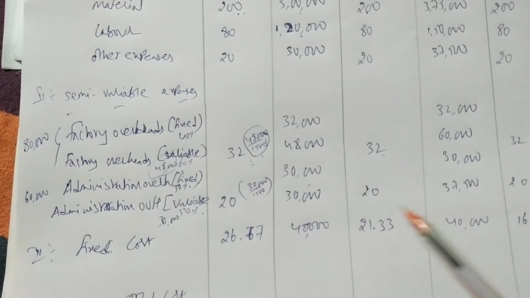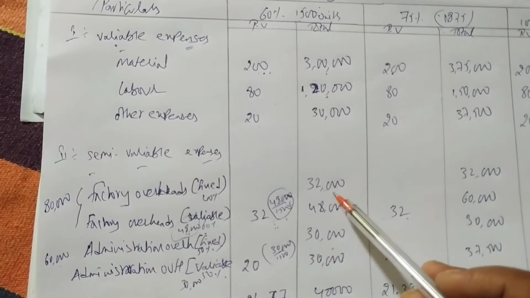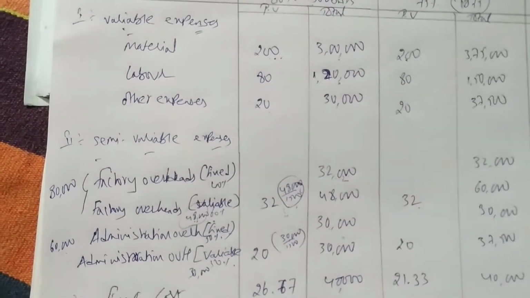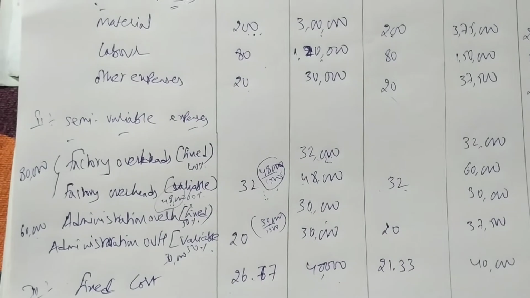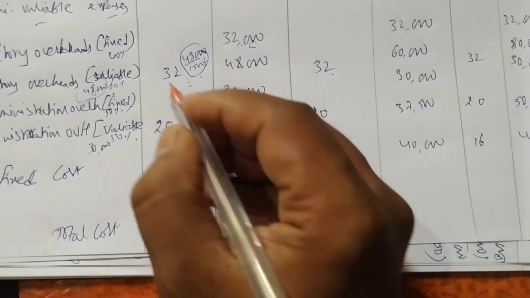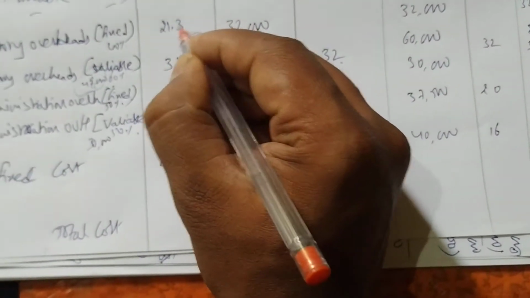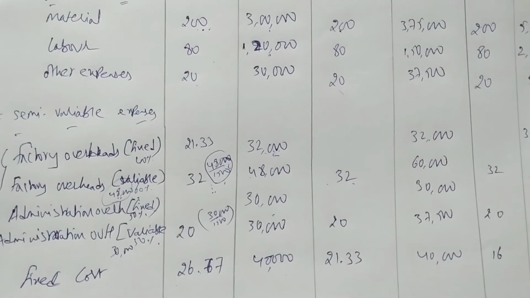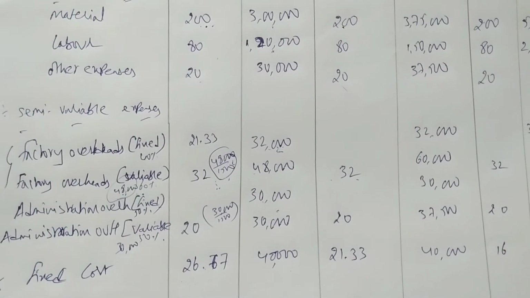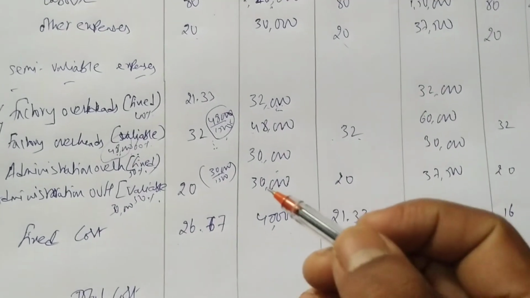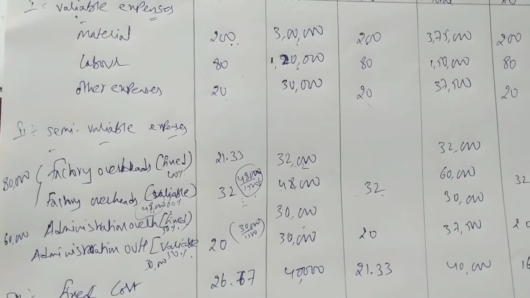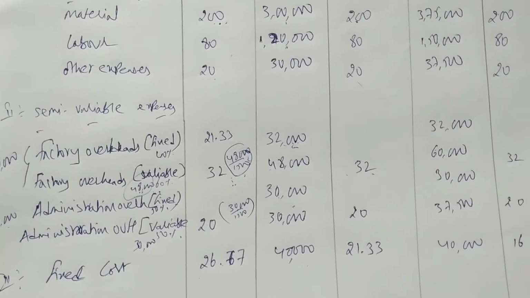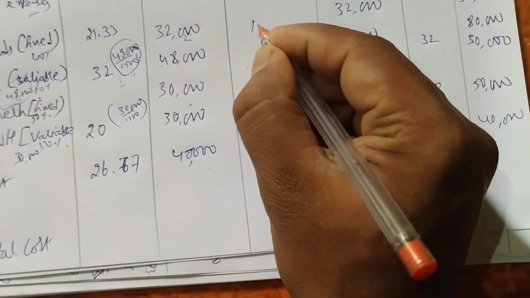Now we have to find out the total cost, fixed cost per unit. So it's very easy. Sorry, 32,000 divided by 1500. We get 21.33. Okay. Next, 32,000 divided by 1875. We are getting 17. So you can write directly 17 here.